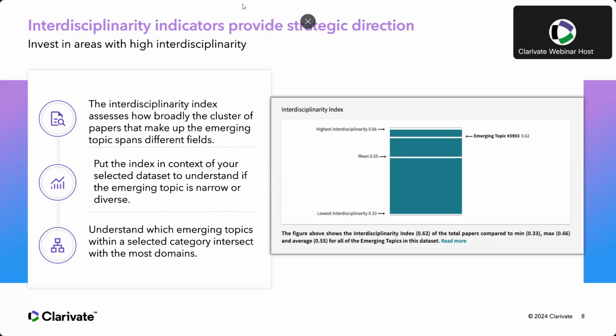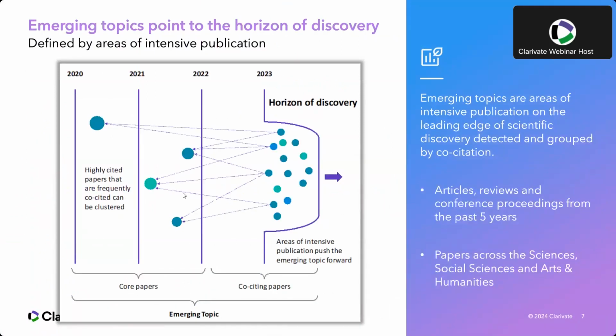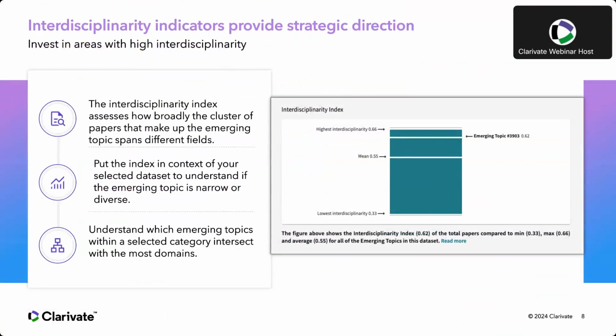So what I show here is that this index is measuring how broadly the cluster of papers that make up the emerging topic spans different fields. If you look back here, some of these papers might be published about topics from various different fields, right? So that's what we look at here, and you can put that index in context to understand if the emerging topic is narrow or diverse.